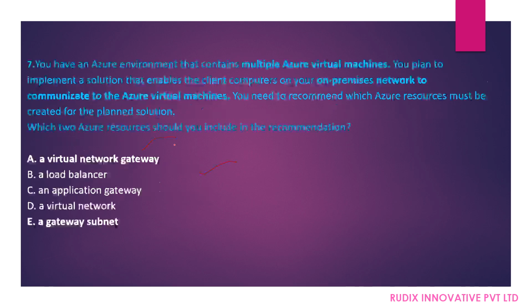Next question. You have an Azure environment that contains multiple Azure virtual machines. You plan to implement a solution that enables the client computers on your on-premises network to communicate with the Azure virtual machines. You need to recommend which Azure resources must be created for the planned solution. Which two Azure resources should you include in the recommendation?